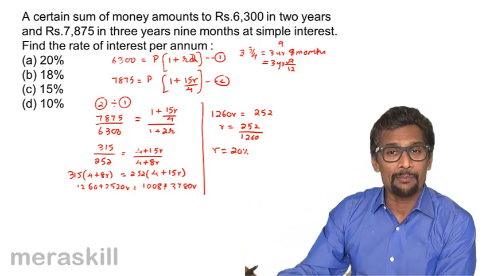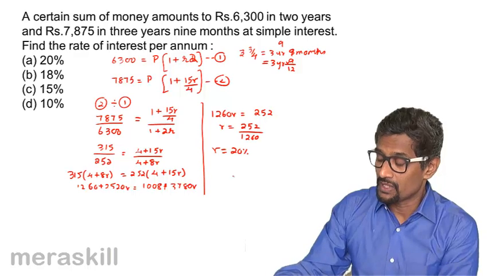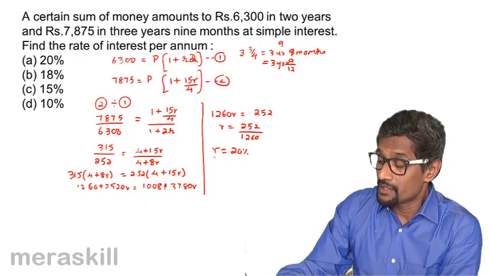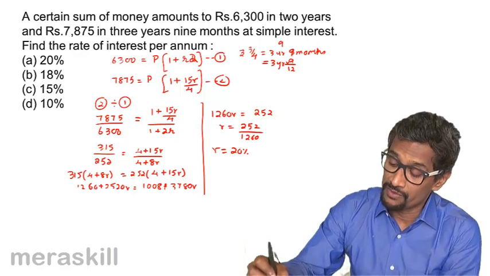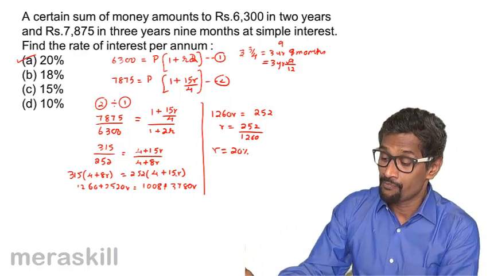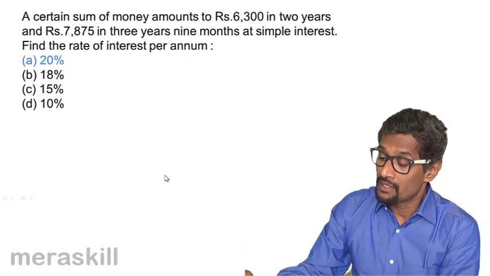So in both these examples that we did, it's basically simultaneous equations. In the previous one, this was further used to calculate the sum. Here you have just been asked the rate of interest. Hence the correct answer is 20%, right?